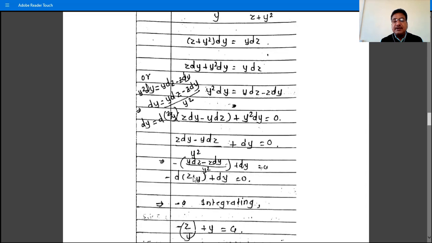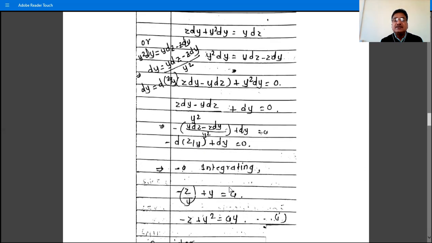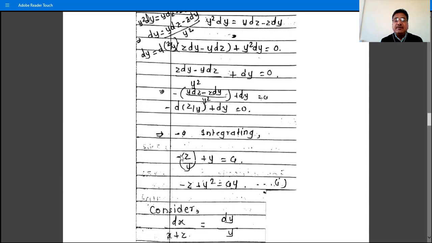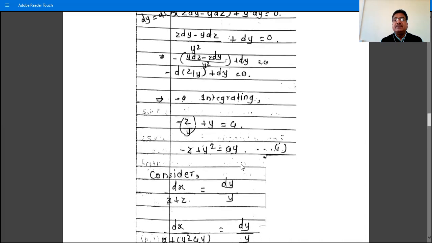Because the derivative of z by y is what? y dz minus z dy divided by y square. So adjustment is there. Take minus sign common, and then the derivative of z by y is this quantity. Okay, and then integrating, minus z by y, derivative and integration get cancelled, and the integration of dy is y, is equal to c1. Then minus z plus y square is equal to c1y, is the first solution of the given differential equation.